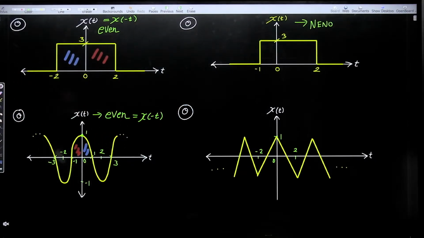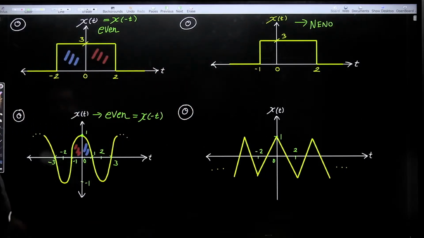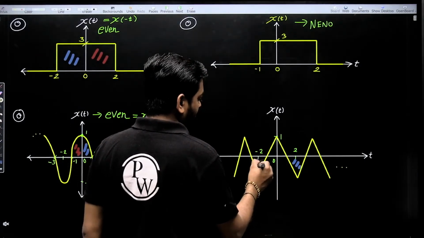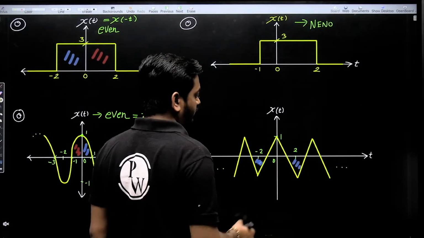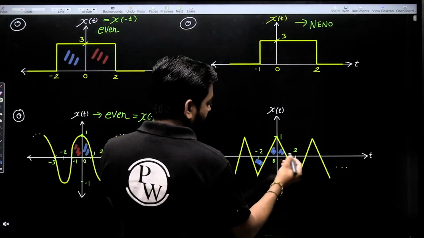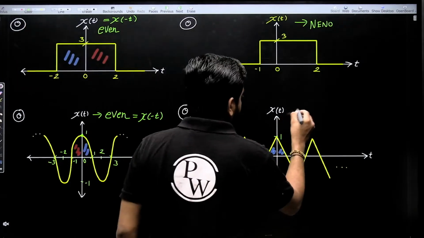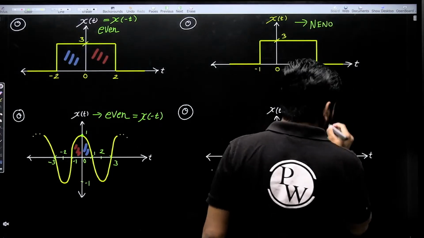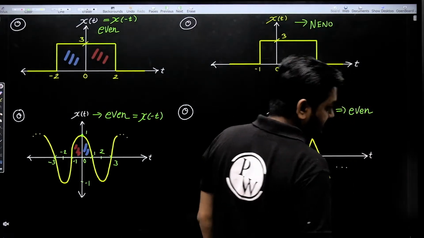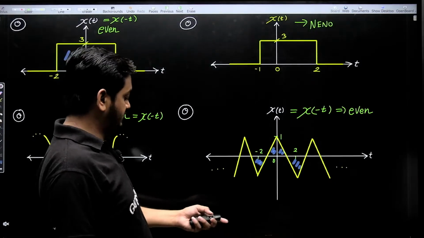Okay. Now number 4, tell me. Number 4, odd, even or nano? Again, check once. Here, see, third quadrant area is equal to fourth quadrant area. Here also you can see. Duration also you have to check. 0 and 2, this is 0 and minus 2. This is even. Here x of t equal to x of minus t. It will be what? Even signal. Fine. Clear to each and everyone? Okay. Next.